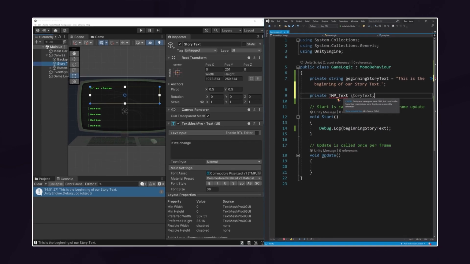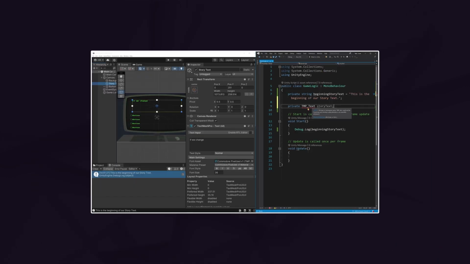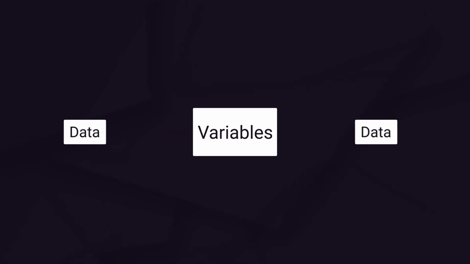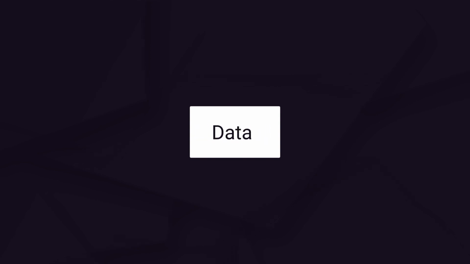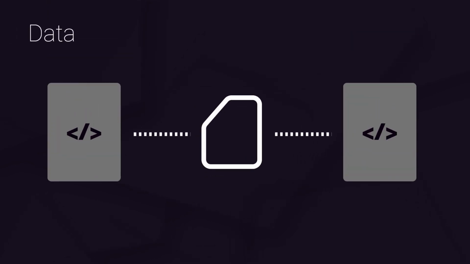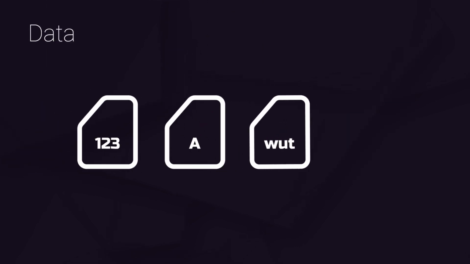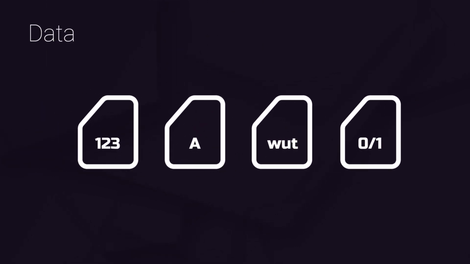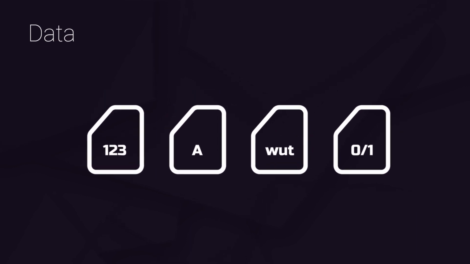Before going into our Unity editor or code editor, I wanted to discuss data and variables. Let's talk about data first. Data is information that is passed around our code. The information can be numbers, letters, words, and true or false. Let's go over each of these and talk about how to write them in code.